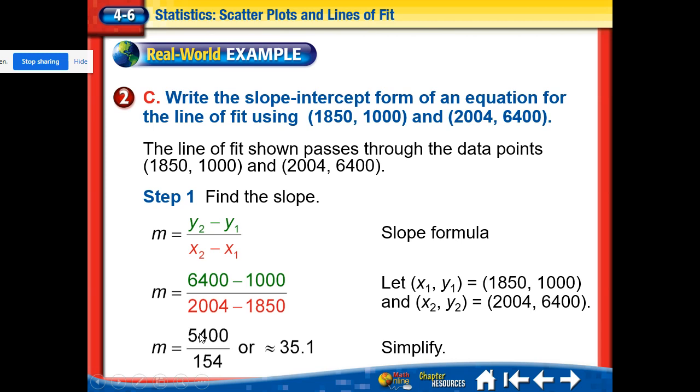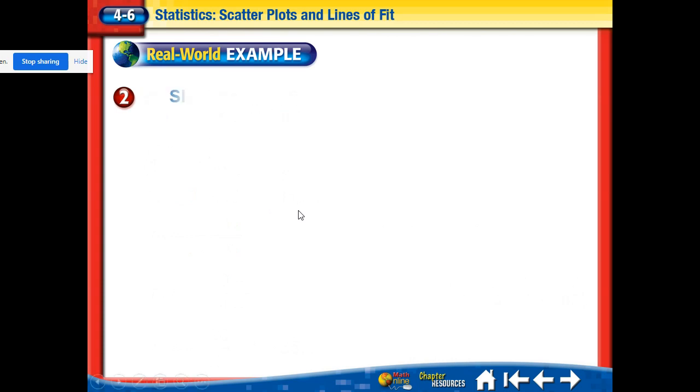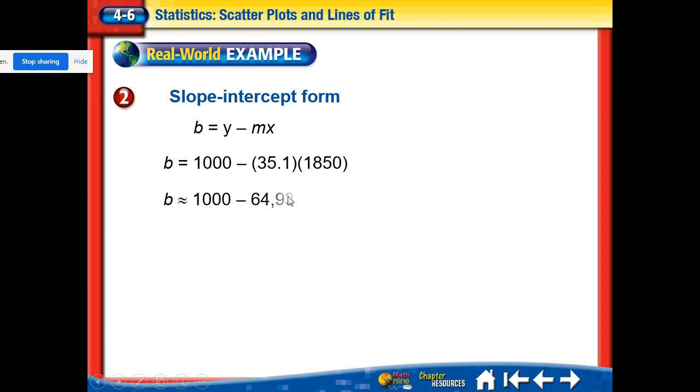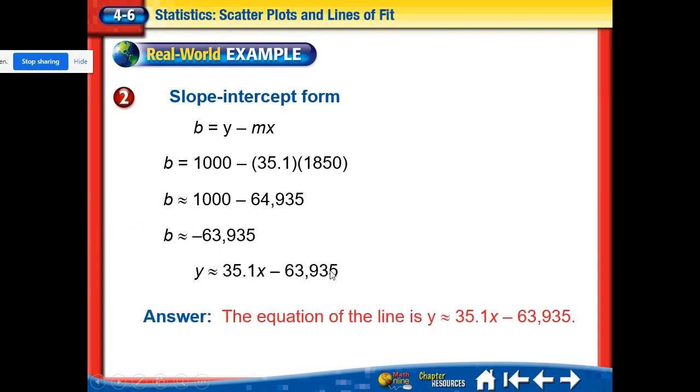For these types of problems, since we're dealing with really big numbers, we can just divide it and we get 35.1. We can simplify them, but when you're doing real world examples, we can leave the decimals. That's fine. Once we have this, we take one of the points and use our formula, b equals y minus mx. Plug the point in, 1,000 minus 64,000, almost negative 63,935. We write that as our b value, and our slope was 35.1, and that's our equation.